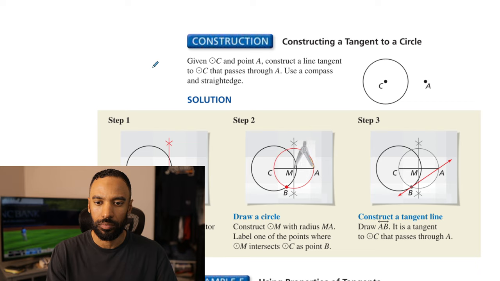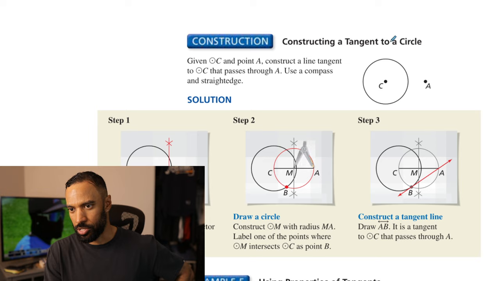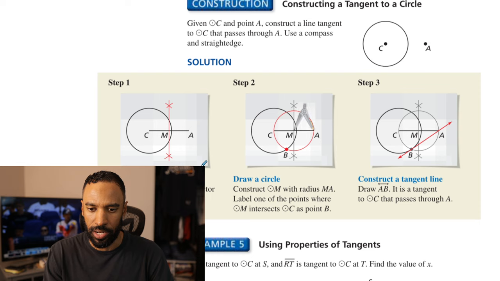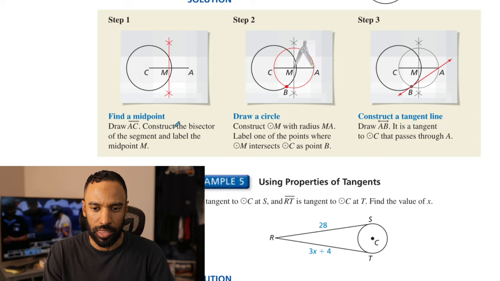Constructing a tangent to a circle. I've actually never done that before, so let's see what they say. Given circle C and point A, construct a line tangent to circle C that passes through A, using a compass and straight edge. So first, they draw a segment AC, and then they construct the bisectors.